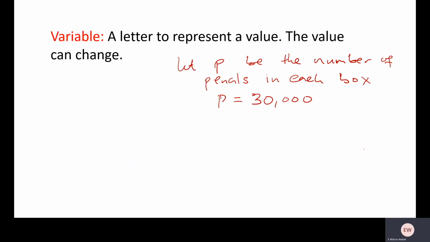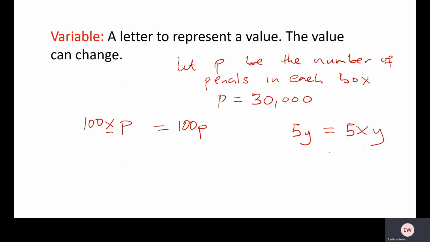So if you bought 100 boxes, then the total number of pencils you are going to have will be 100 times P. Now, in mathematics, when we are multiplying a number by a variable, we make the multiplication sign invisible. So we make it invisible by writing this as 100p. So this 100p is the same as 100 times p. And another example is 5y. 5y is the same as 5 times y.